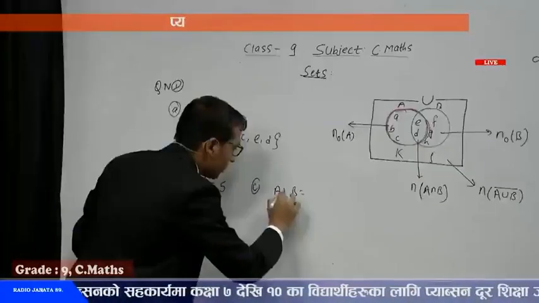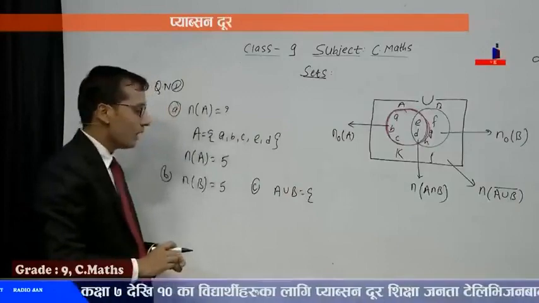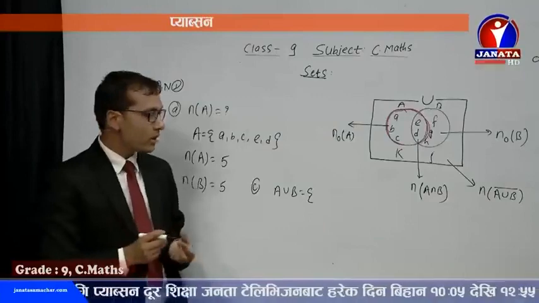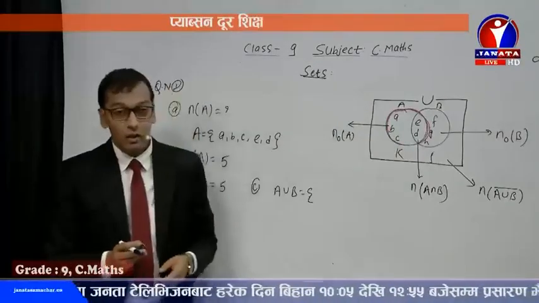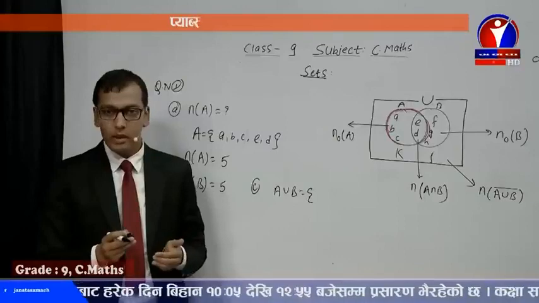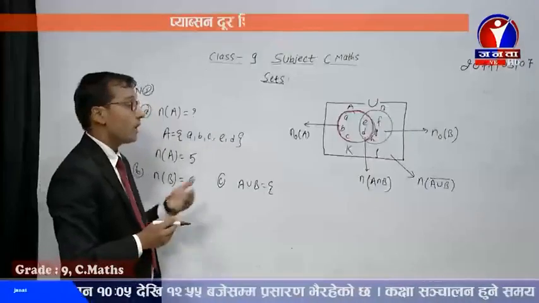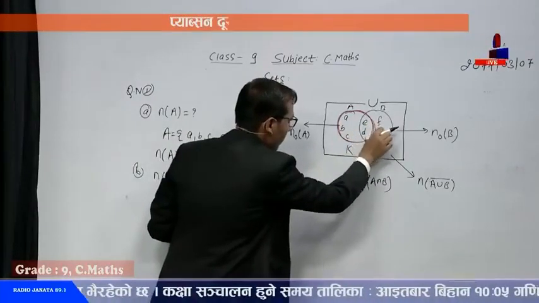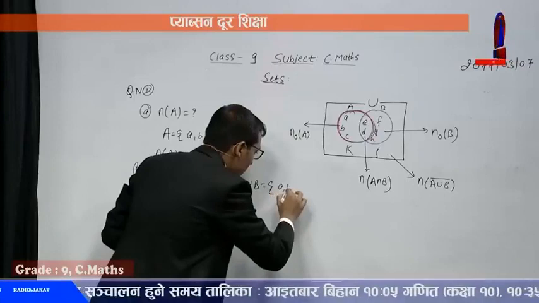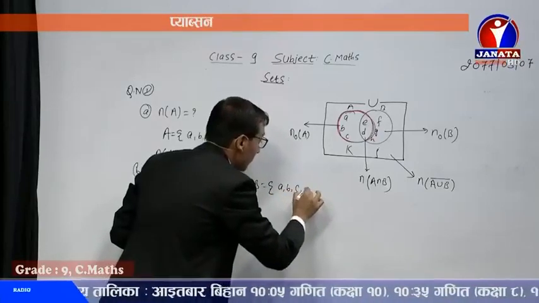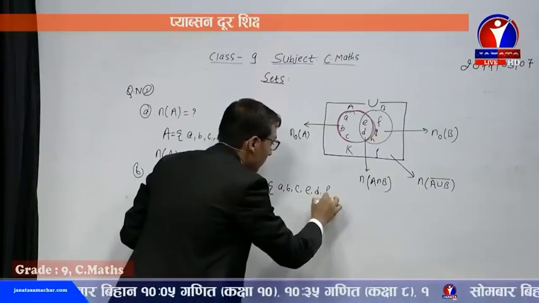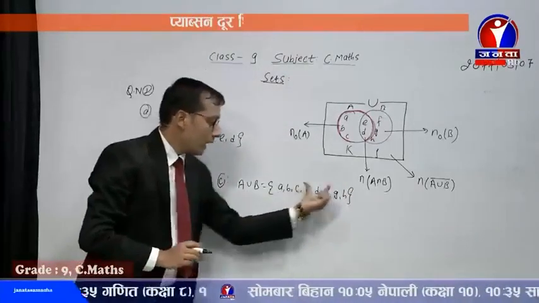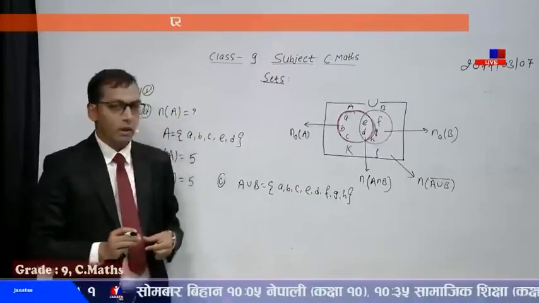Okay, so now A union B. Let's write the elements of A union B first. While taking the elements of A union B, we take either elements of set A or elements of set B or elements of both A and B, without repetition. Let's write A, B, C, E, D, F, G and H. So these all are the elements under A union B.